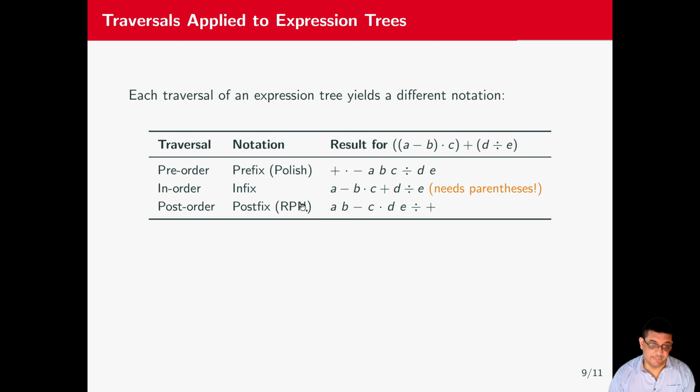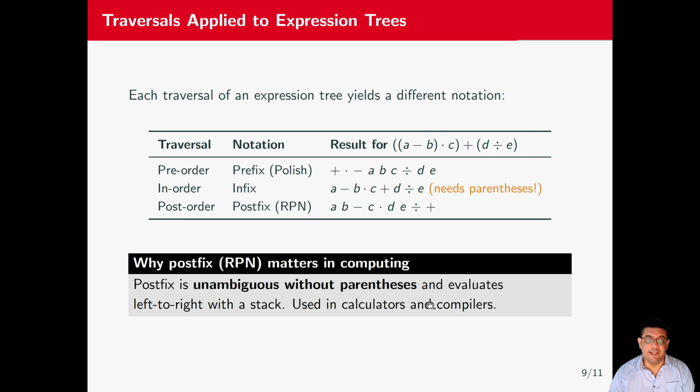according to the traversal that you're picking. Now, why does the postfix, the RPN, matter in computing? For the most part, the postfix is unambiguous without parentheses. It's not going to need parentheses to separate things and to make an evaluation from left to right. So this is mostly used in calculators and compilers, in comparison with the others that might need the expression in parentheses to actually get the right result.